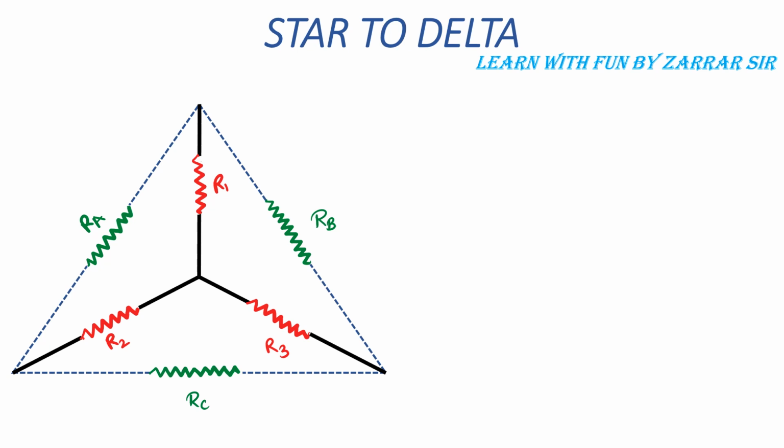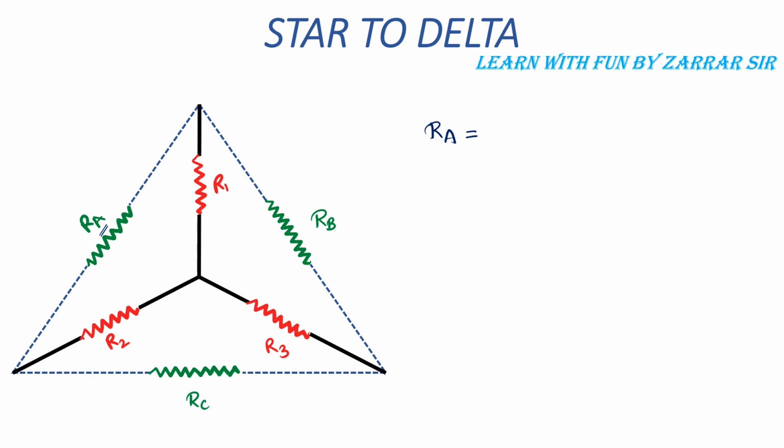The examiner will provide you R1, R2 and R3, and now you need to calculate RA, RB and RC. So how to calculate RA, RB and RC: first I'll write RA. So what is my RA? This is my RA. Look at RA and find the opposite resistance towards RA. The opposite resistance of RA is R3. Remember it, the opposite resistance of RA is R3.